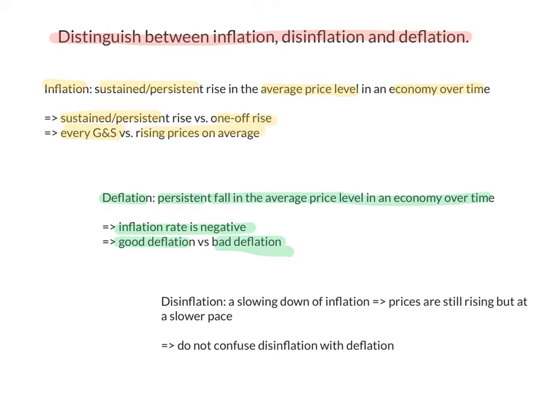The last one we need to be able to define and distinguish between is disinflation. Disinflation is a slowing down of inflation. So prices are still rising, but at a slower pace. A lot of students confuse disinflation with deflation. Remember, disinflation means that there is still inflation. The inflation rate is positive, it's just lower than it was the year before. Deflation means the average price level is falling and the inflation rate is negative. So make sure you don't confuse disinflation with deflation.